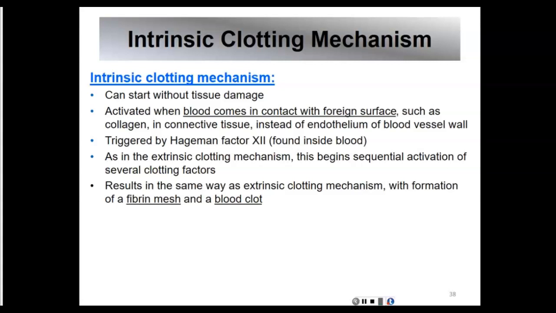The intrinsic clotting mechanism can start without tissue damage. This is activated when blood comes in contact with a foreign surface, such as collagen in connective tissue instead of the endothelium of a blood vessel wall. This is also triggered by a hormone found inside the body. As with the extrinsic clotting mechanism, it begins a sequence of activities of several clotting factors, and it results in the same mechanism, formation of a fibrin mesh or fibers, and that causes a blood clot.